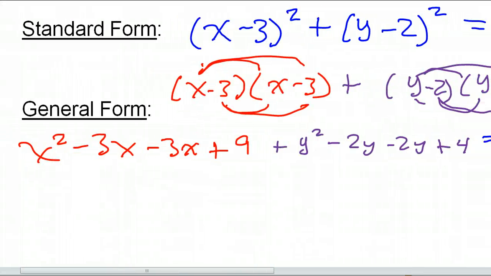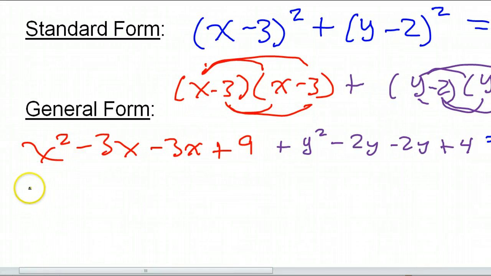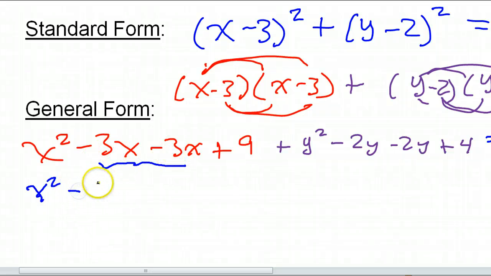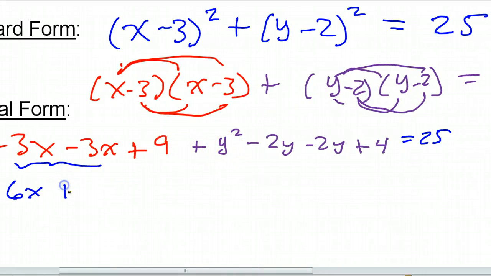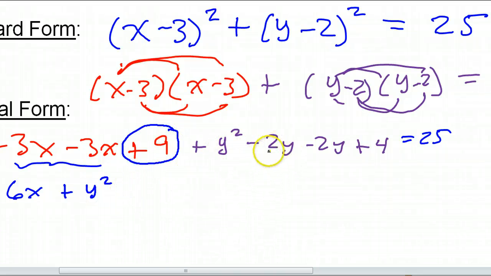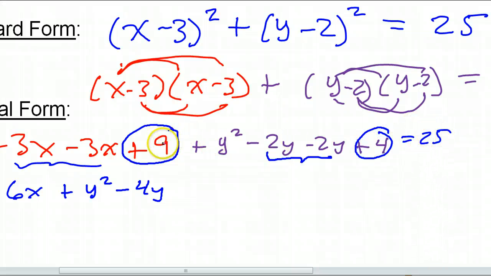Alright, so now I'm just going to clean this up a bit. So I've got my x squared. Putting these two together, negative 3x and negative 3x, that's going to be negative 6x. I've got my y squared. I'll come back to this 9 in a second. I've got y squared and then negative 2y and negative 2y, that's minus 4y. Now, I might as well do this all at once. So I've got 9 plus 4, so obviously that's 13, right? So I've got plus 13 equals 25.